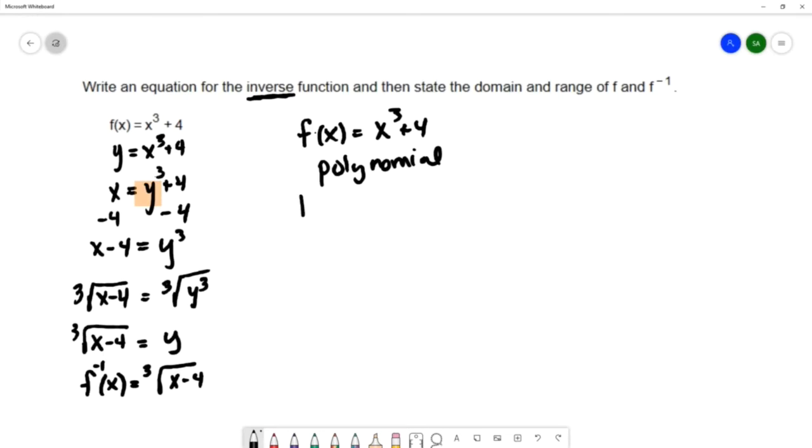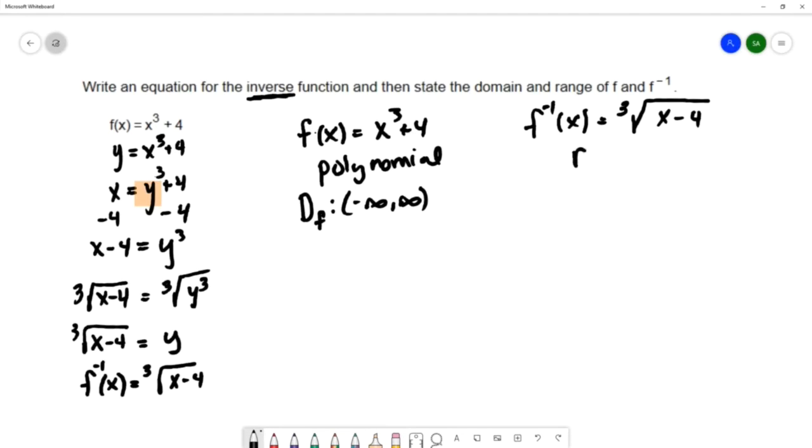And so because of that, we can say that the domain of f is all real numbers, negative infinity to infinity. We'll do the same thing for f inverse. We just found that f inverse is the cube root of x minus 4. As I look at this function, I would categorize this as a root function. We call it a root function because of the radical. Now with root functions, you want to pay attention to the index. This has an index of 3.